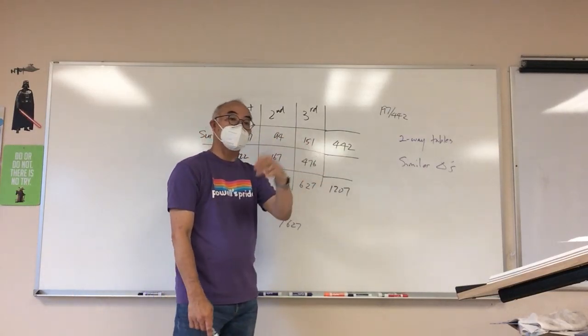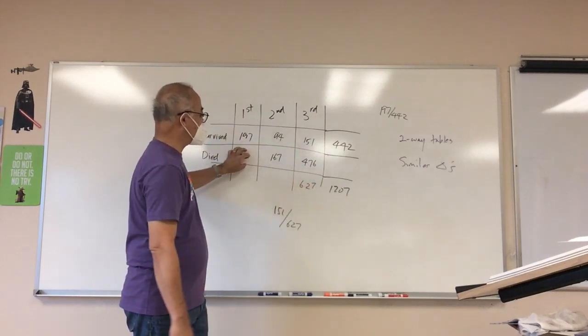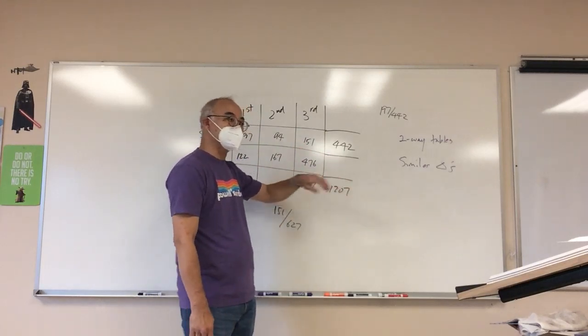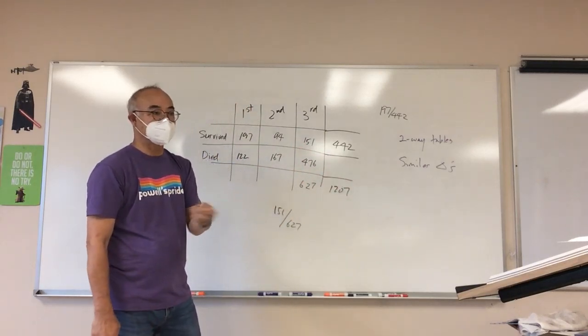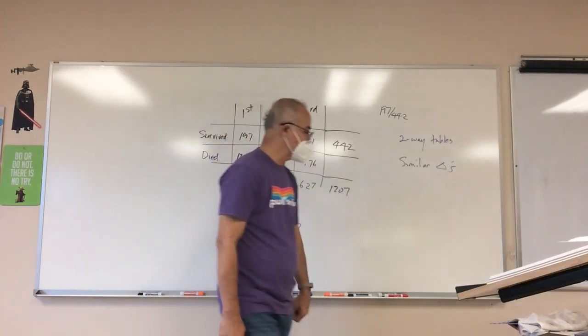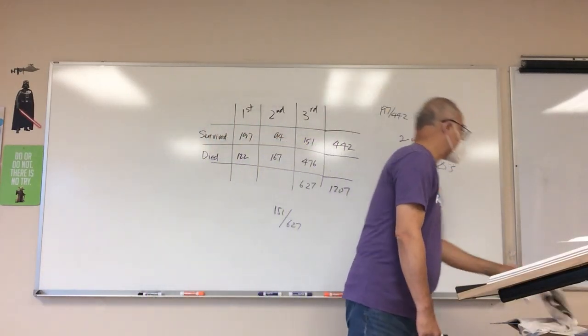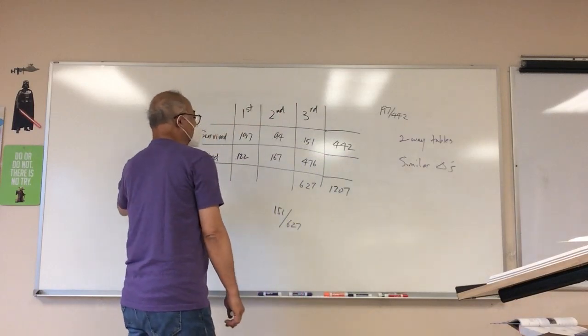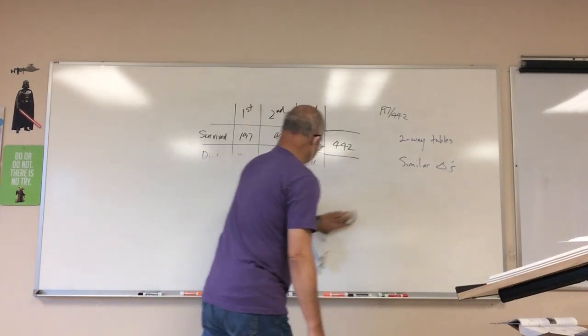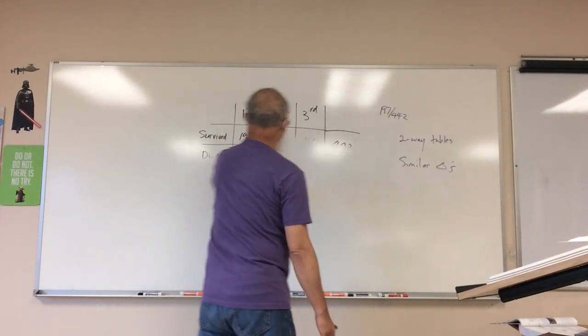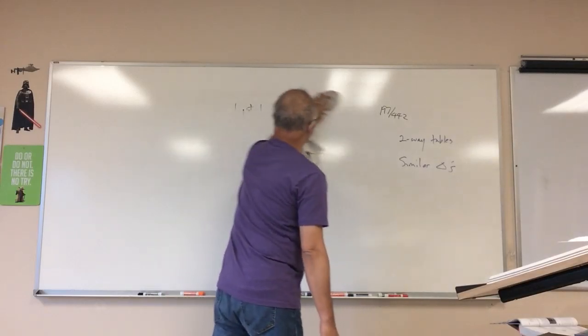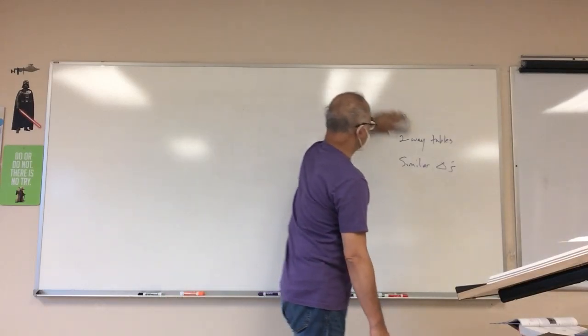The thing that we talked about at the very end, the 122 over 1207, is joint relative frequency, and you'll learn that in statistics. Okay? So that's two-way table. Again, you have to just make sure they're not tricking you here. That's two-way table.